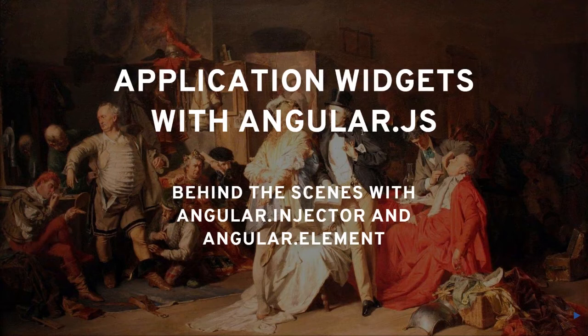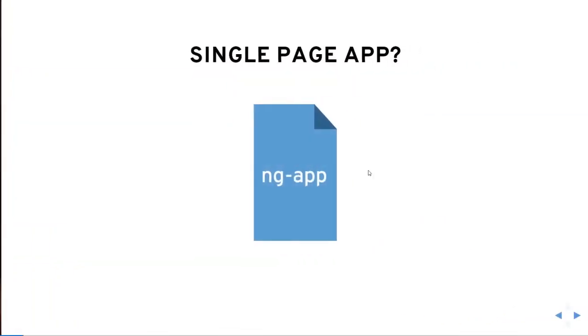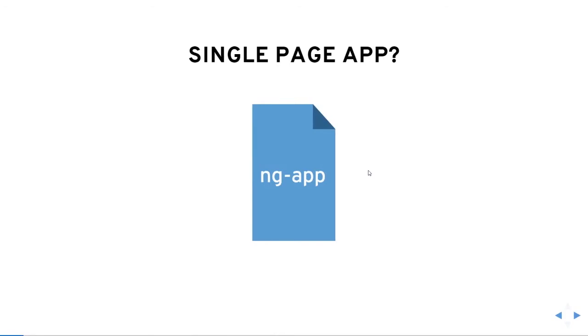So the title of the presentation is Application Widgets with AngularJS. And this is exactly what I said before. So usually we talk about single page apps when we develop with Angular, right? We have one page, one index.html, and in there we have our ng-app on the body, and that's all Angular, right? But this is not always the case for a website, right?